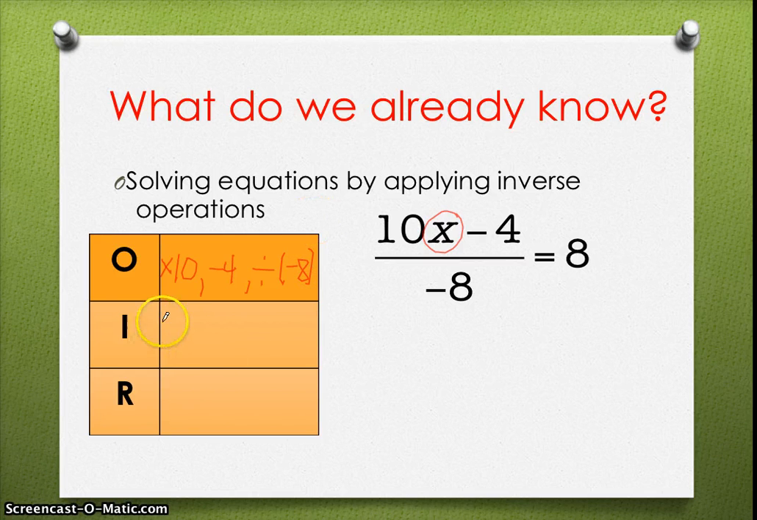So then we can go on and do the opposite, which is the inverse of each of those operations. So divide by 10, add 4, and then multiply by -8. And then we know that we need to apply those operations in reversed order. So we start off by multiplying by -8, then we're going to add 4, and then we're going to divide by 10. So let's go ahead and see what that looks like when we apply this to our equation.